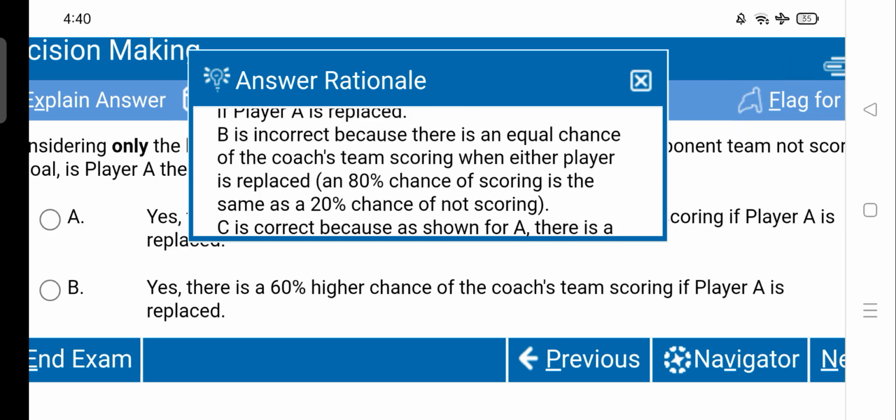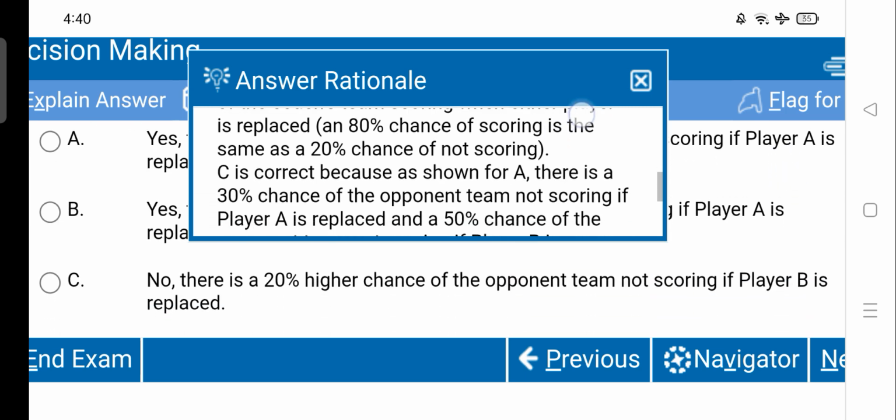Option B is incorrect because there is an equal chance of the coach's team scoring when either player is replaced. That is, an 80% chance of scoring is the same as a 20% chance of not scoring.